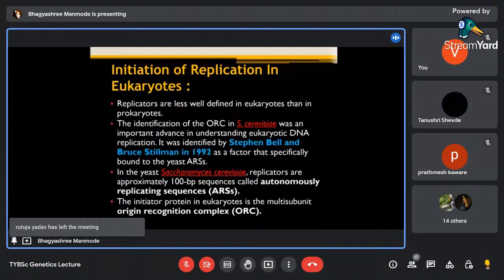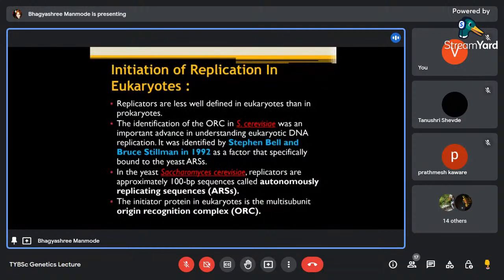So, initiation of replication in eukaryotes. Replicators are less well defined in eukaryotes than in prokaryotes. The identification of the ORC, origin recognition complex, in Saccharomyces cerevisiae was an important advance in understanding eukaryotic DNA replication. It was identified by Stephen Bell and Bruce Stillman in 1992 as a factor that specifically bound to the yeast autonomously replicating sequences.